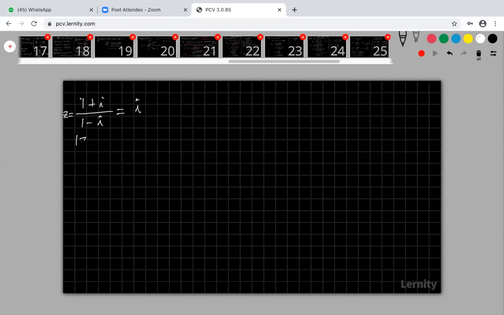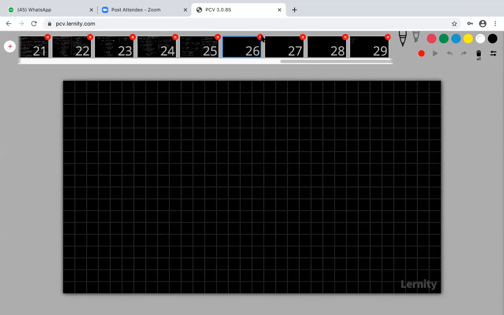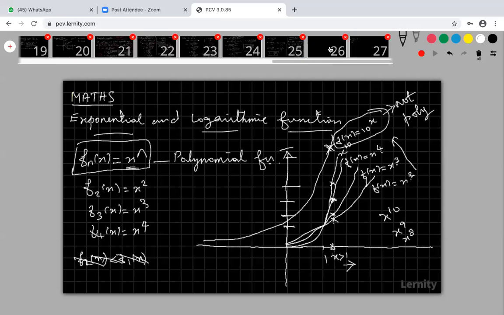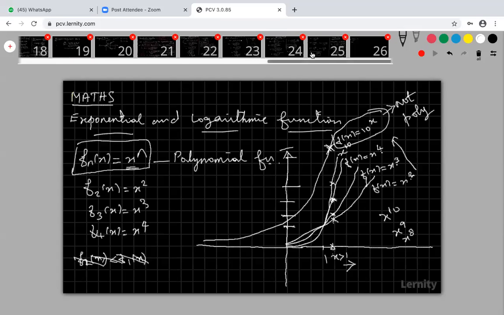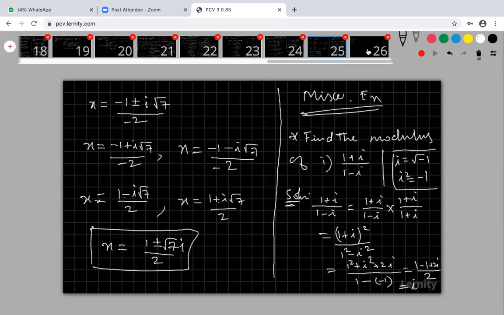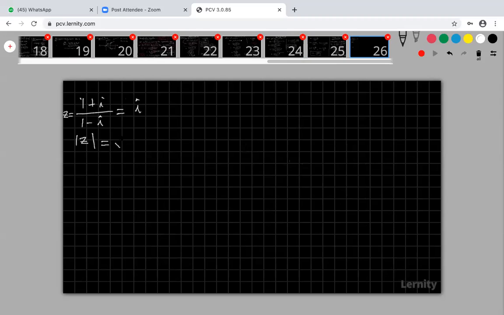Now you can take this as my z. Then what is the modulus of z? The question is the modulus of z, find the magnitude of z. The magnitude of z is, in the form of 0 plus i, 0 square plus 1 square. The answer is 1 only. The magnitude of z is 1.